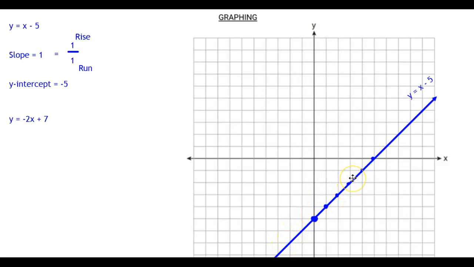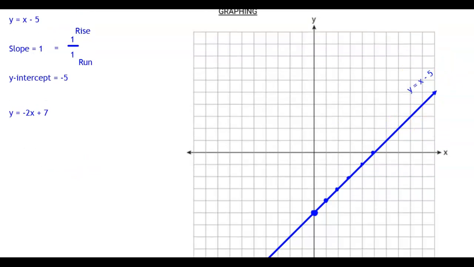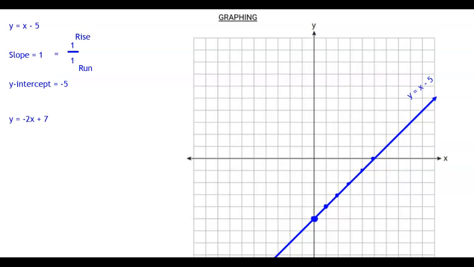I used my straight line drawing tool. You would use a straight edge like your student ID or MetroCard. And I also labeled it with y equals x minus 5. And I also extended it to the edges of the graph and put arrows at the ends. These are basic concepts when it comes to graphing linear equations.